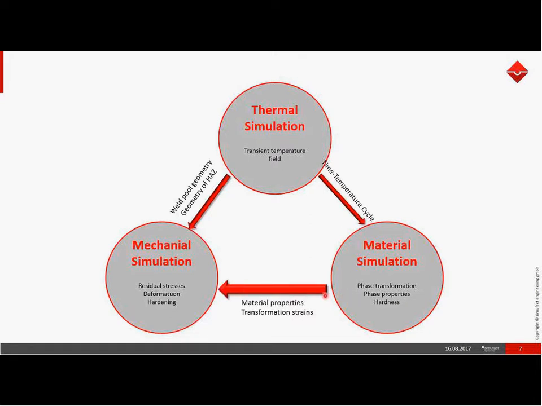The material simulation also gives information about the properties of the material, and of course things like transformation strains, which are used as input for the mechanical simulation as well. And the whole structure can change its shape. For instance, contact properties can change, and gaps can open during a welding process. This also has a connection to the thermal simulation, and the same holds true for the material simulation, which can also change things like conductivity and so on.